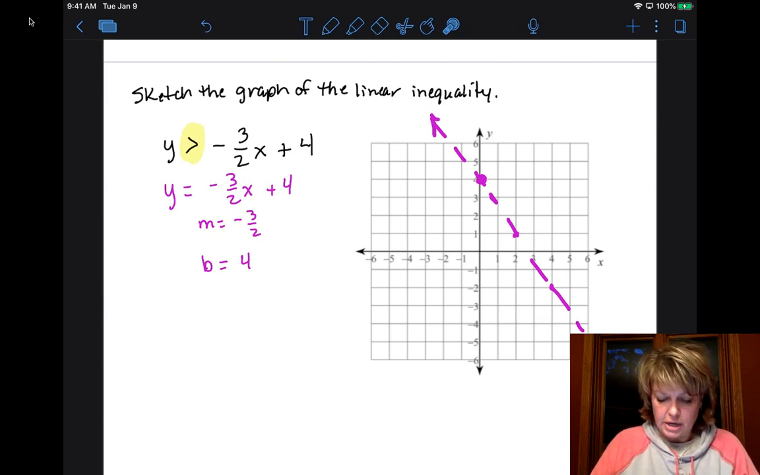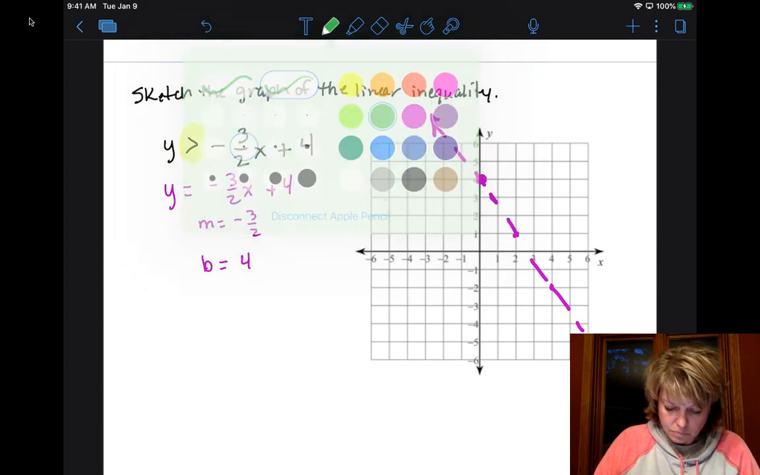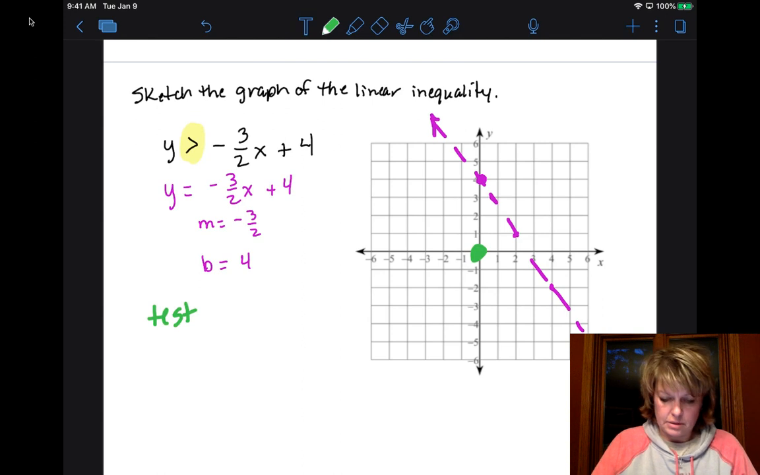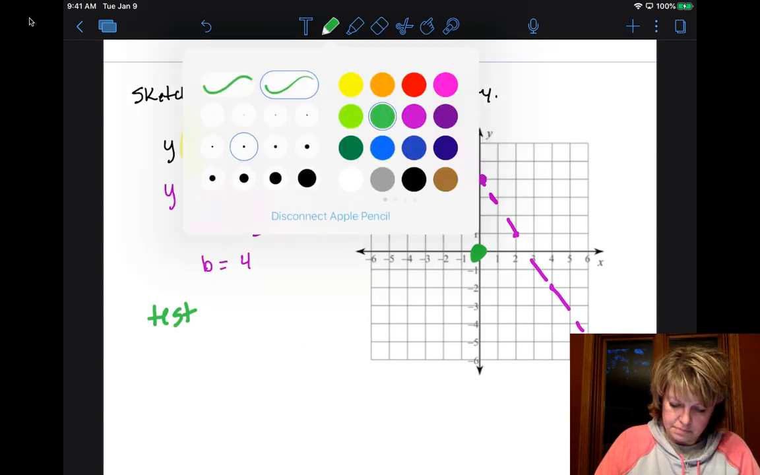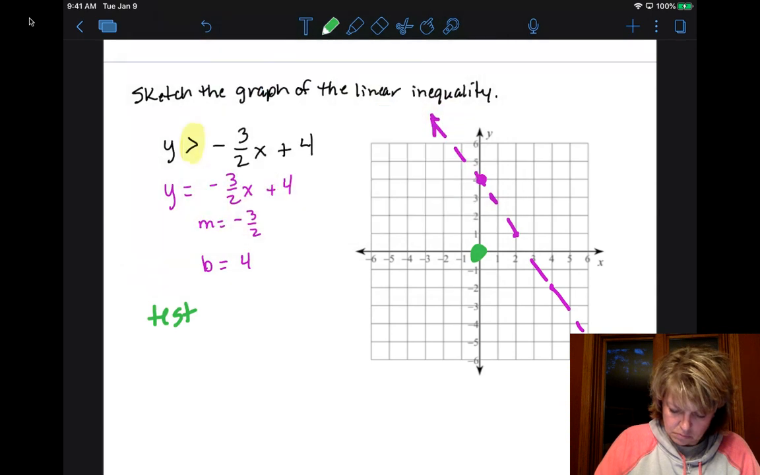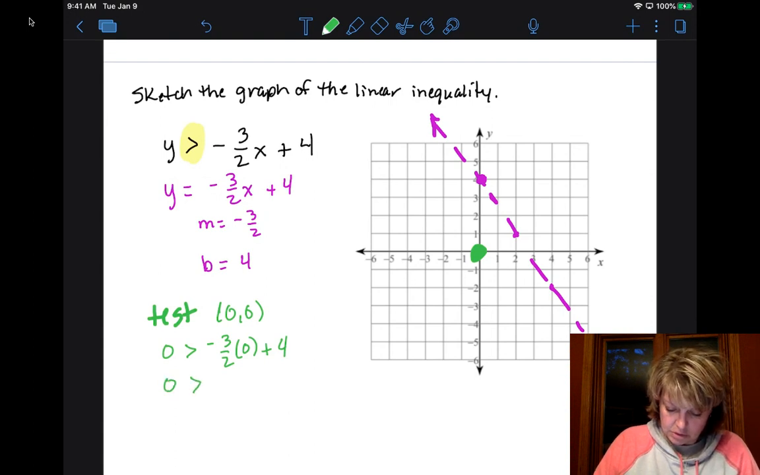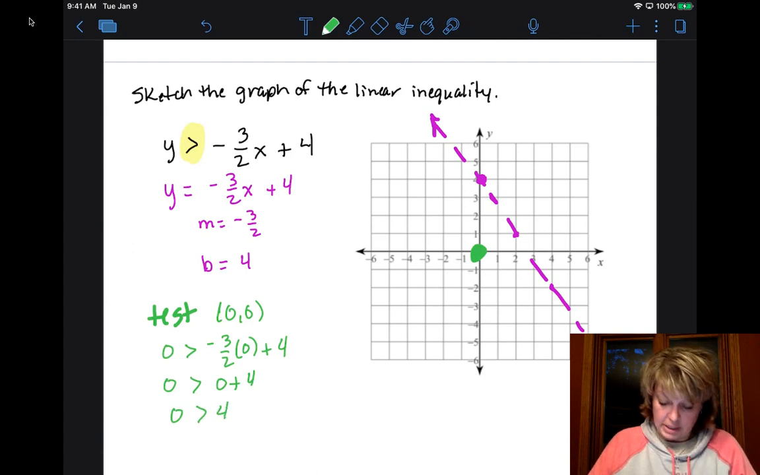Once we get our boundary graphed, then we have to test. Again, I can test the point 0, 0 because it's not on the line. So if I test that point, put it into the original inequality. Again, we only pick 0, 0 because it's a nice easy number to work with. So I get 0 is greater than 0 plus 4. Is 0 greater than 4? Again, 0 is not greater than 4. It doesn't work. This is a false statement.